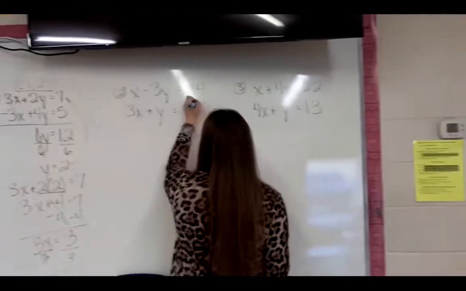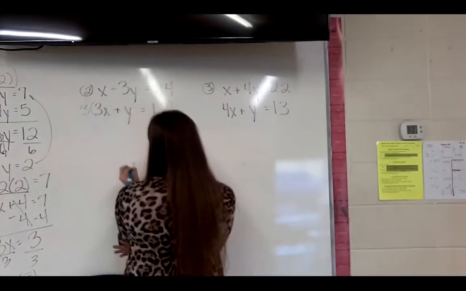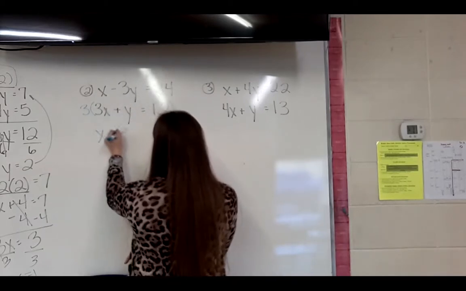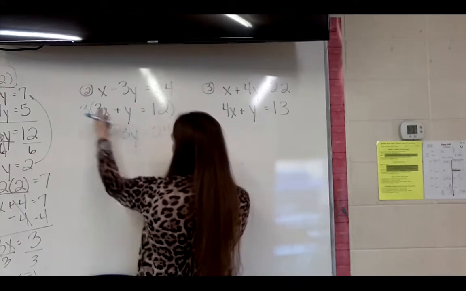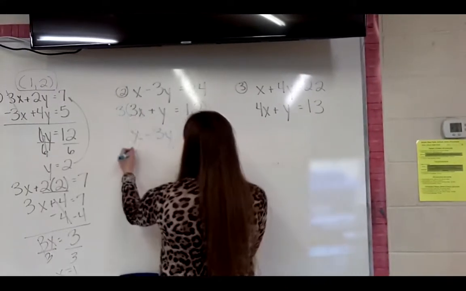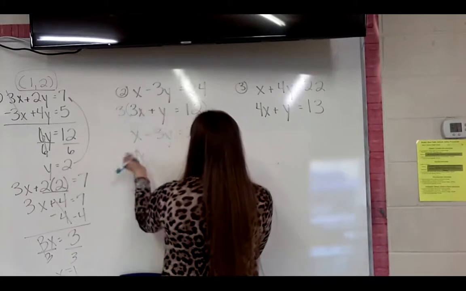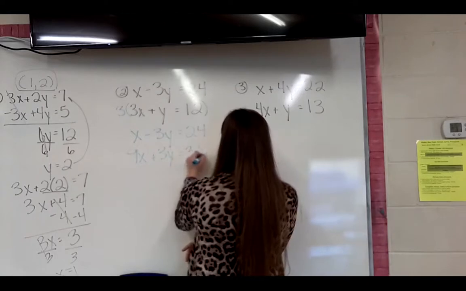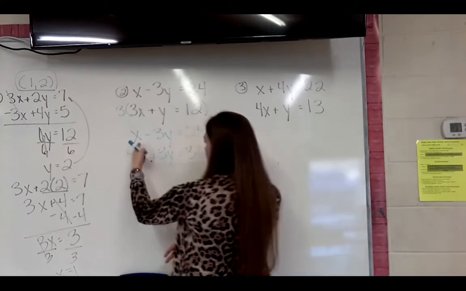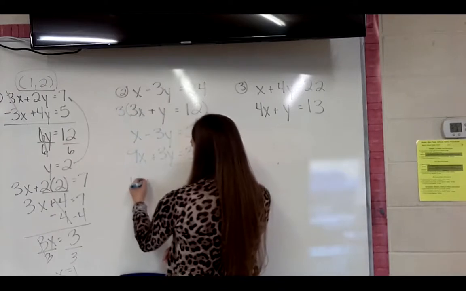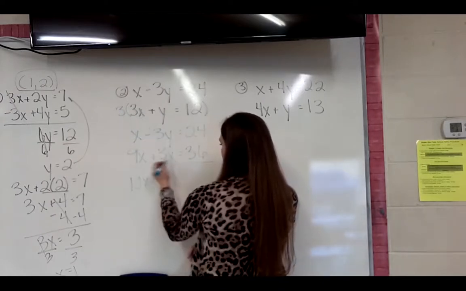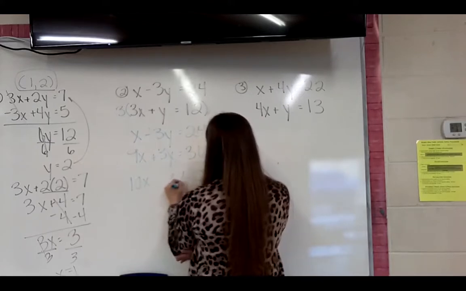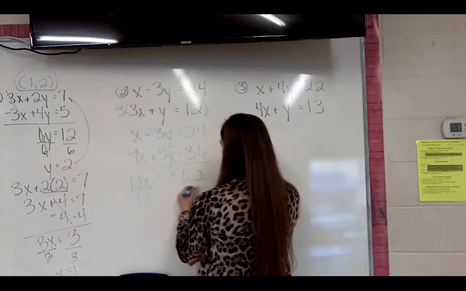So I'm going to multiply this whole equation by 3. I'm going to rewrite that first one again, and then I'm going to rewrite that one underneath it. So 3 times 3x is 9x. 3 times y is 3y. 3 times 12 is 36. So now I can solve. This is 1x plus 9x, which is 10x. Negative 3y plus 3y cancels. And 24 plus 36 is 60. So I divide both sides by 10.